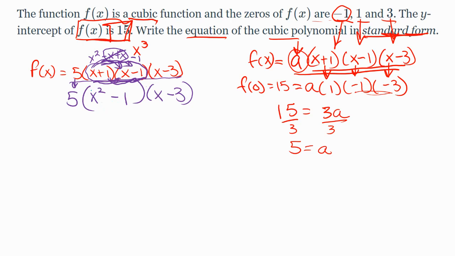Use FOIL here. So I'm going to take this x squared and times it by the x over here. So that's going to give me x to the third. Then I multiply the x squared times -3 to get -3x squared. And then I take the -1 and distribute it into the second parentheses. So that's going to be -x, and multiply the -1 times -3 to get +3.